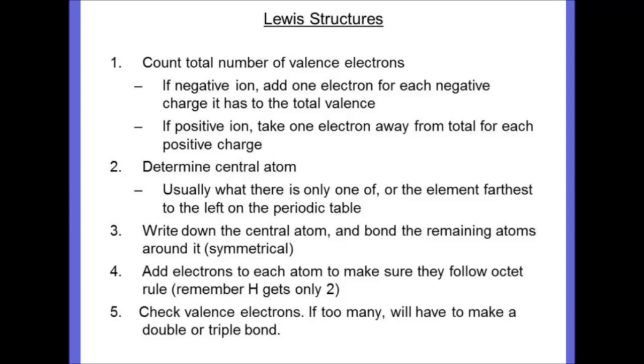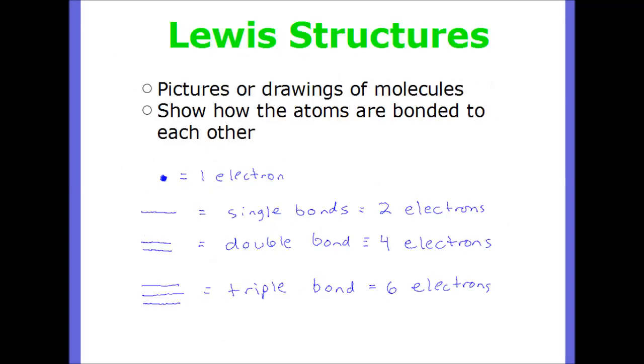Alright, in step number 4, we're going to make sure everything has 8 valence electrons around it, and make sure everything follows the octet rule, and hydrogen is going to have its 2 valence electrons, which is just one line. And then we're going to check our electrons to see if we need to add a double or triple bond, and I will show you how to do that in just a few moments. So let's go ahead and take a look at an example.